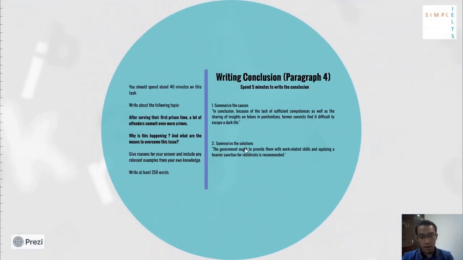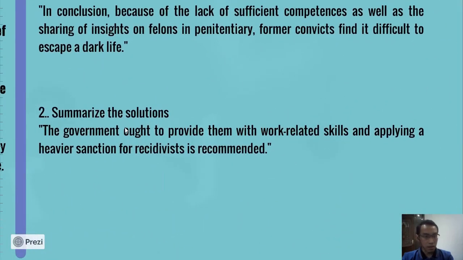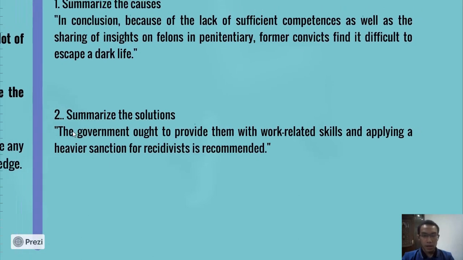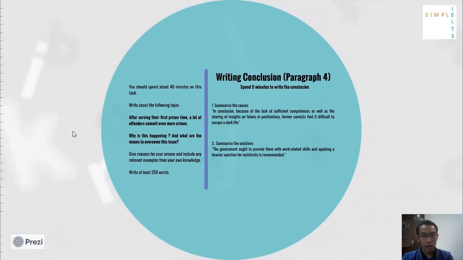And then, about how to summarize the solution, which is the second thing that we have to do in conclusion, we can write like this one. The government ought to provide them with work-related skills, and applying a heavier sanction for recidivists is recommended. Okay, so that's an example of how you write conclusion.